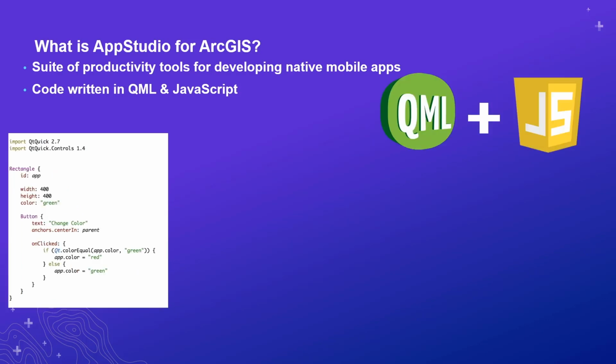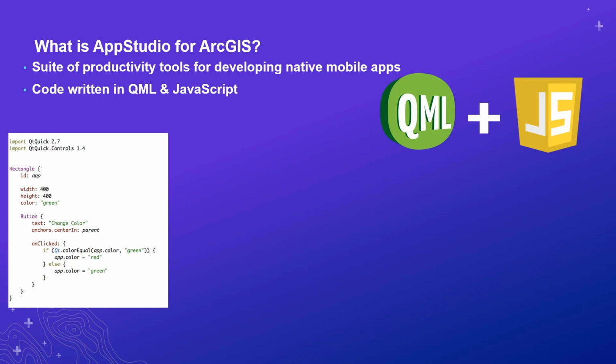So JavaScript is the imperative language used in AppStudio, and it's used to develop the business logic and app functionality. Now, in this code snippet, we again have a rectangle 400 by 400 pixels. This time the rectangle is green when the app is first launched. There's a button that's centered within the rectangle that says change color. And that button has a signal handler, which checks for when the button is clicked.